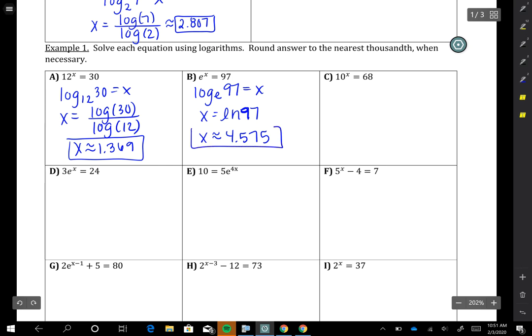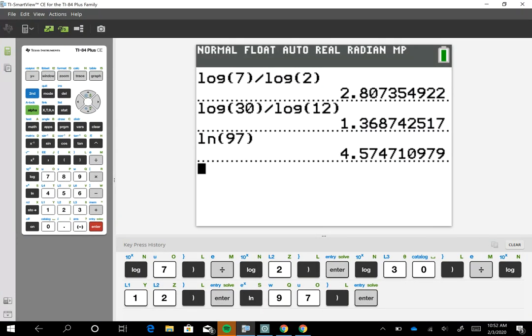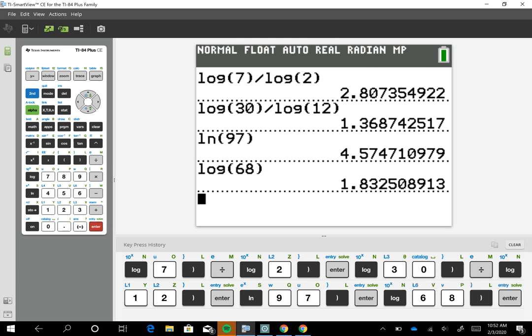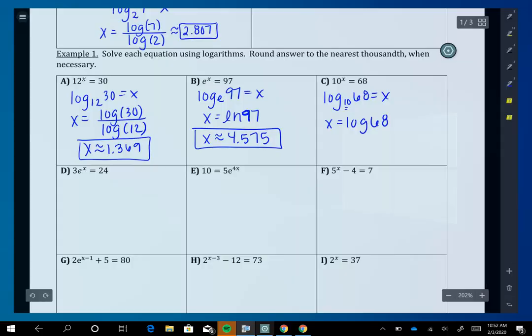Okay, and finally, this is the last problem we're going to do in this video. I have 10 to the x equals 68. So when I change this one to log form, that's a base 10. Log base 10 of 68 equals x. I also do not have to use the change of base form here because this is base 10, which is really just the common log. So I just have to type the log of 68 in my calculator. And that's approximately 1.833.